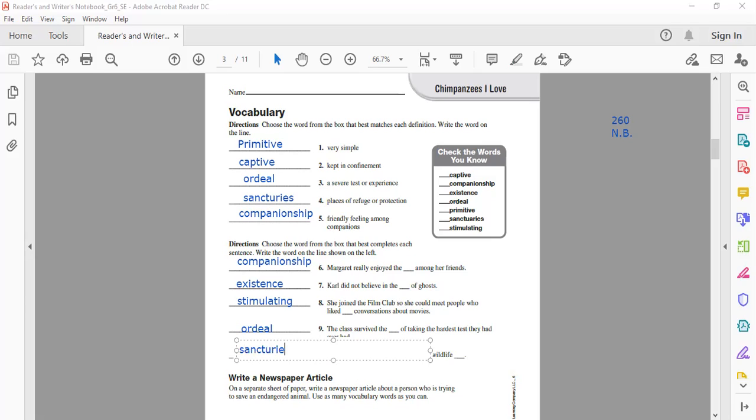Sanctuaries means safe places for animals. So they went for wildlife sanctuaries. Okay, my girls, there is homework I want you to do for this day. I want you to write each one of these words inside a sentence.